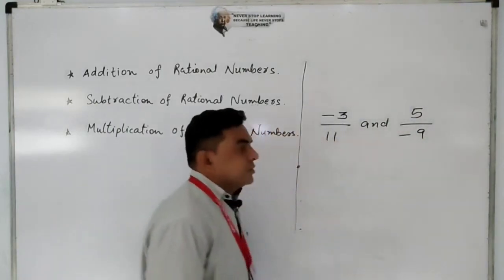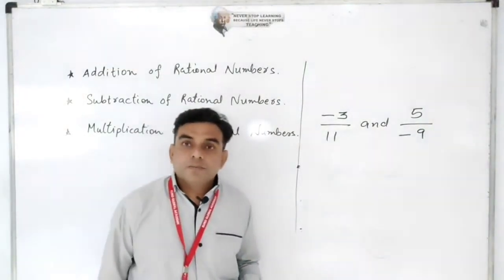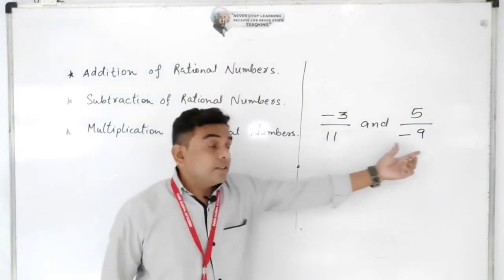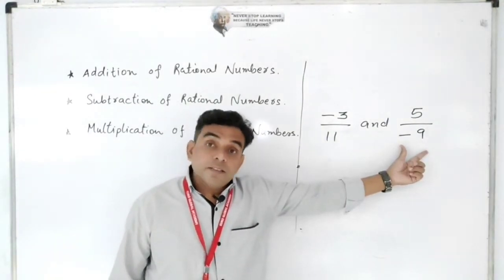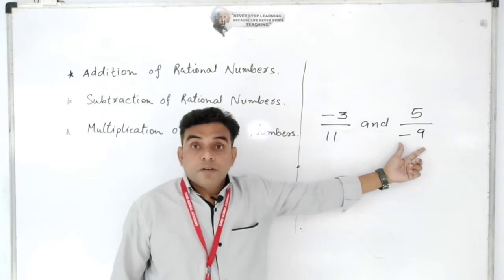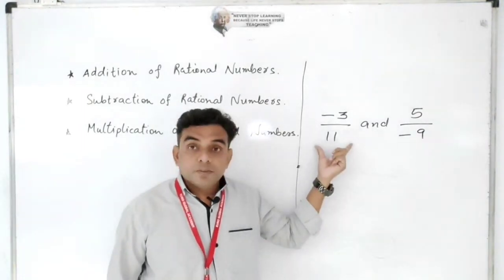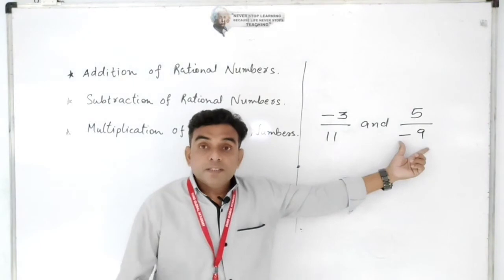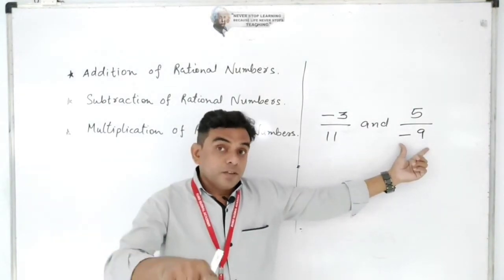Suppose, students, this kind of question will be there. How can you do that, students? First of all, you have to see that this rational number has a 9 and it is a minus. So you can convert this one into standard form. You can see it is already in standard form, students. So first of all, I have to convert this into standard form. Then after, I will solve it.